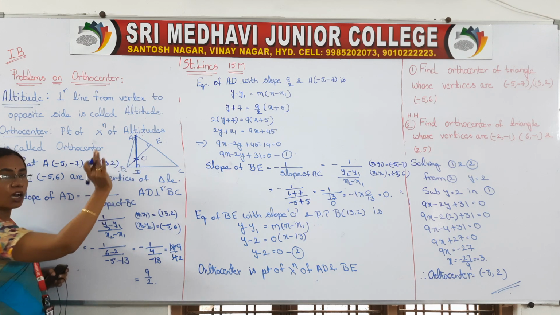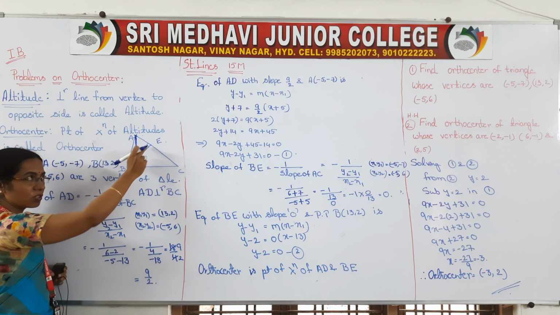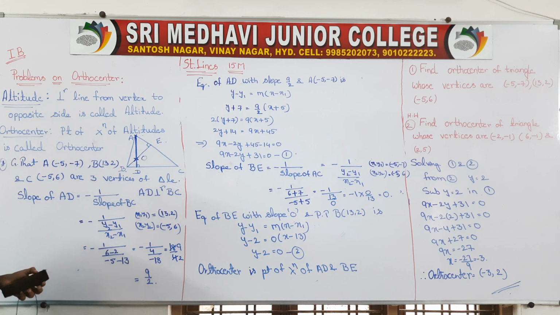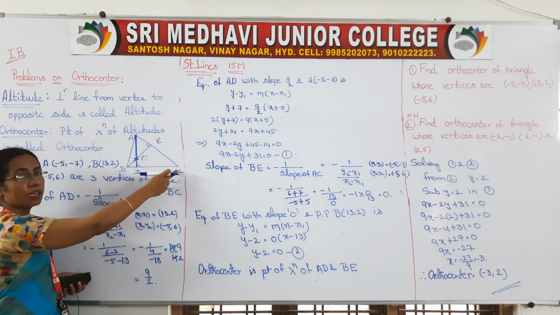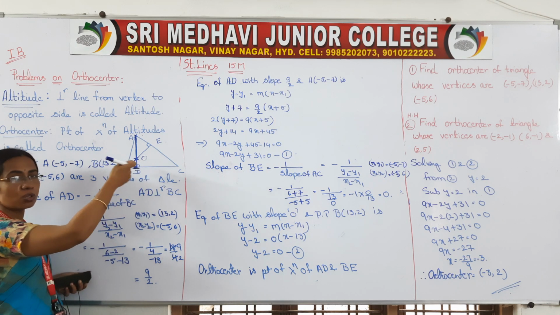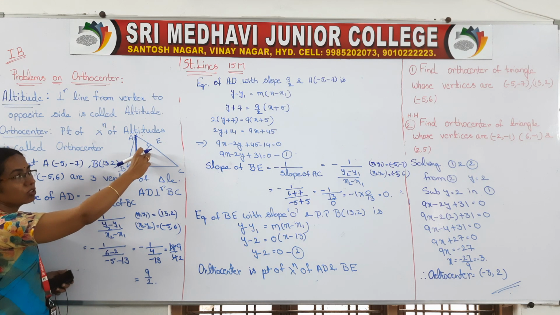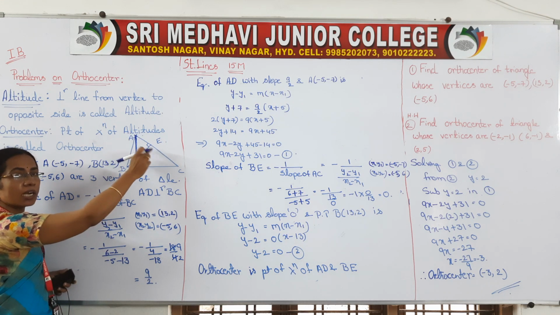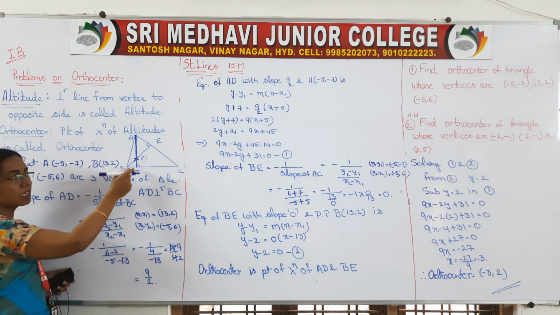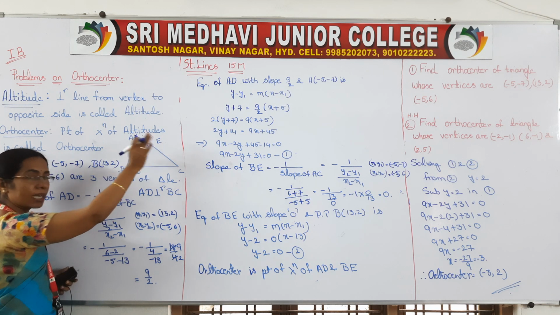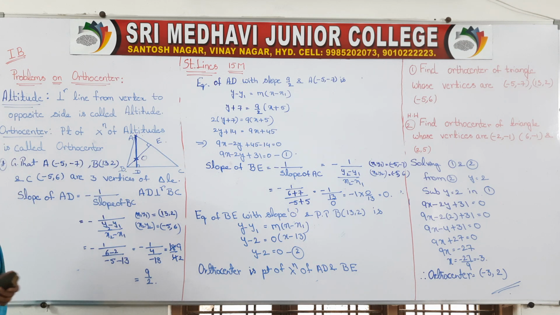So to get the orthocenter, 2 altitudes are enough. Their point of intersection is called the orthocenter. Why? Definitely the third altitude will also pass through the same point. They are concurrent. But to get our orthocenter, 2 altitudes are enough. So try to get AD, this is the first altitude. Try to get BE, this is your second altitude.